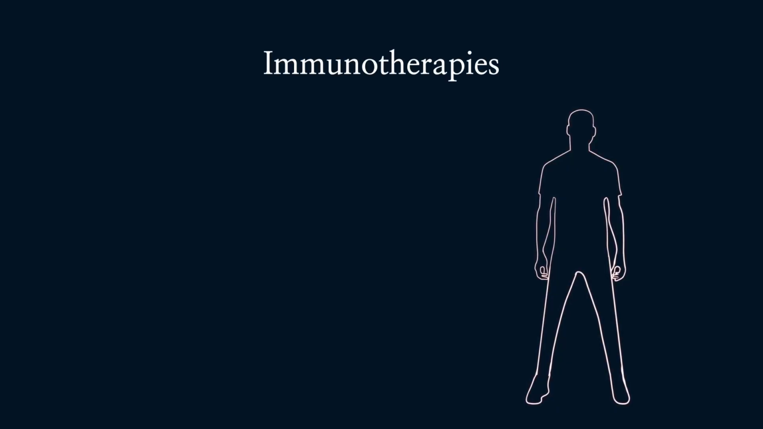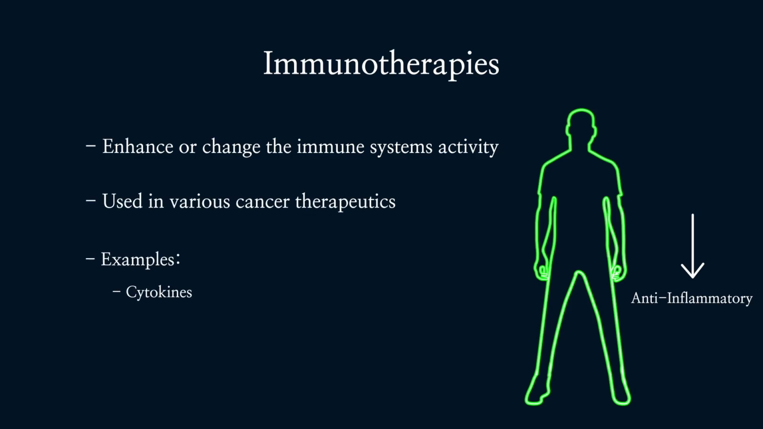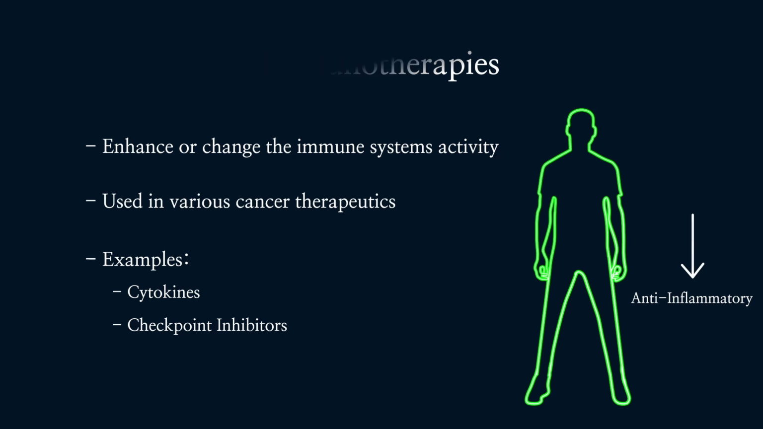While the goal of immunosuppressants was to reduce the activity of the immune system, an immunotherapy's goal is to enhance or change the immune system's activity for treatment. This can be observed in cancer therapeutics in the use of cytokines and checkpoint inhibitors, both biologics which work to interfere and change immune activity without suppression.